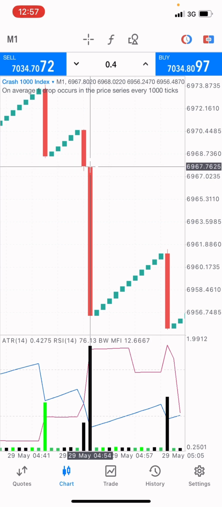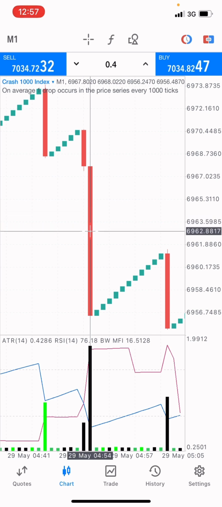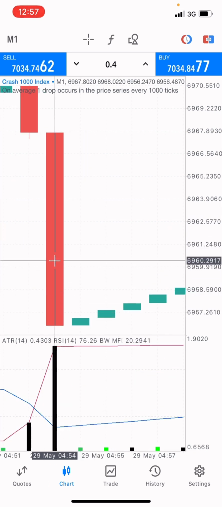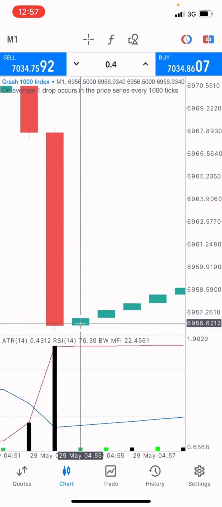Now the reason is that after each spike, you might see a green candle, but this green candle might change anytime, right? Let's say, for example, after the spike it started with a green candle, but before this green candle is completely created, it might spike or change its color to red.